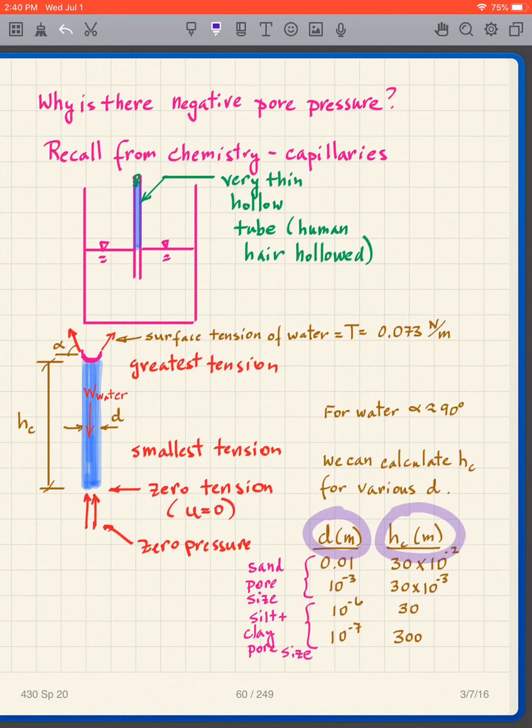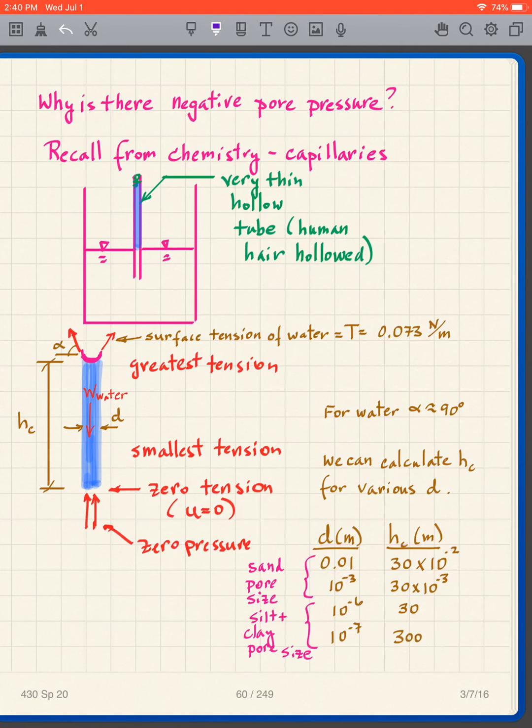As D gets smaller, notice what happens. When D is small, HC is very big. Or sorry, I circled the wrong ones here. When D is small, HC is very big. When D is big, 0.01, HC is small, 30 times 10 to the negative 2. So the smaller that the D is, the bigger the HC.